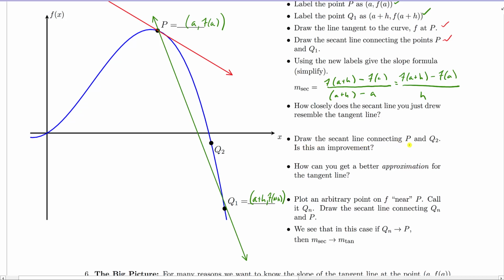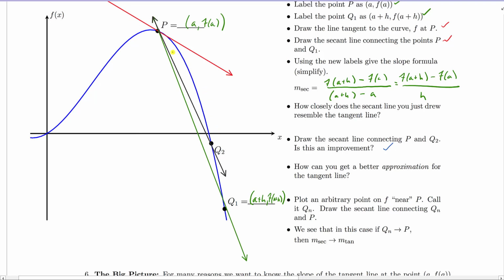Well, let's go ahead and draw the secant line connecting P and Q2. Okay, so here I've tried to draw the secant line connecting point P and Q2, and notice that the black line still does not have the same slope as the red line. The black line has a closer slope to the red line than the green line did. So we've made an improvement. Yes, that's what we've done here. We've made an improvement by drawing this. And how could we continue to get better and better approximations? By introducing these new points, Q1, Q3, Q4, Q5, bringing those points closer and closer to P.